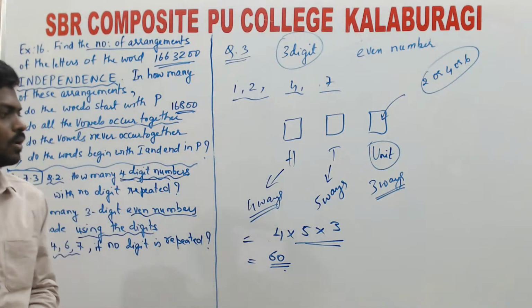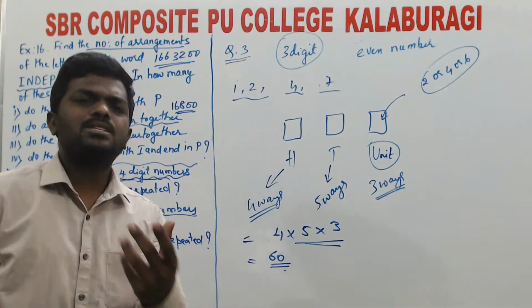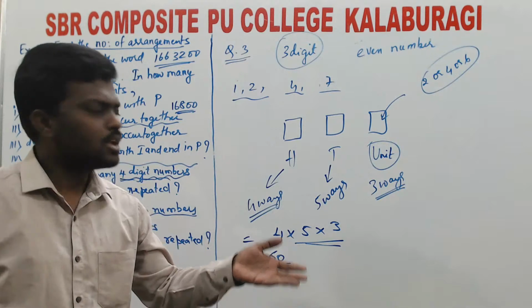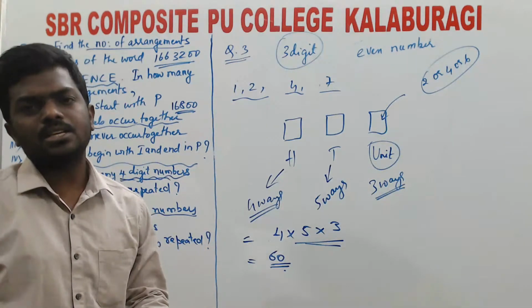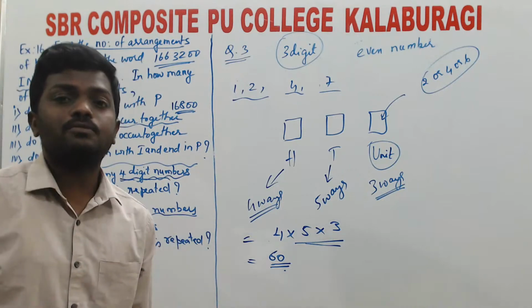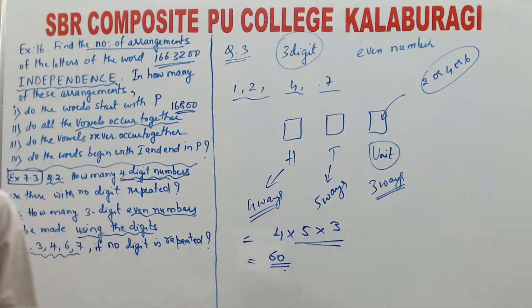Right, students? Wherever it is simple, just use the box method or the fundamental principle of counting, or the multiplication principle or addition principle. In some cases we need to use the formulas. They will take nPr only. It will be easier.